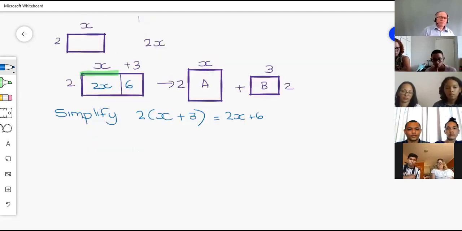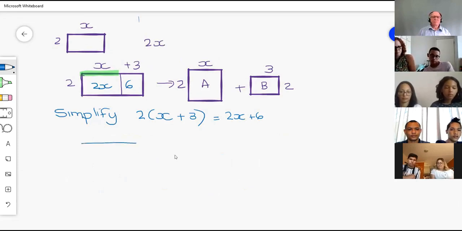Okay, so here's another one. Liam, length times breadth.